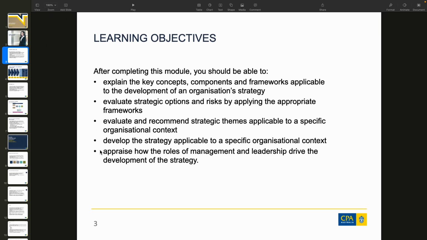Number 4, 5 here is the same, which is to use the key concept component framework applicable to development of organization strategy. So how you develop strategy. Number 5, appraise how roles of management leadership drive the development of strategy. The ones in the middle are the important one. Evaluate options and risk by applying appropriate framework.